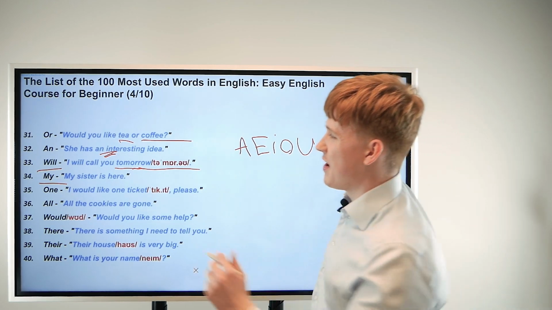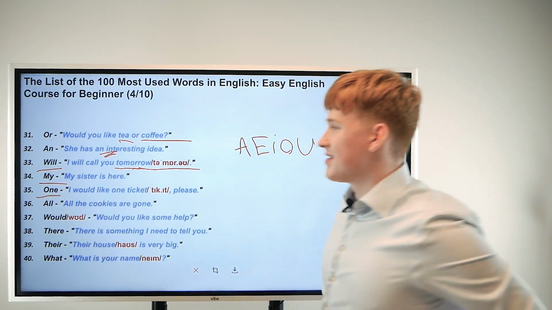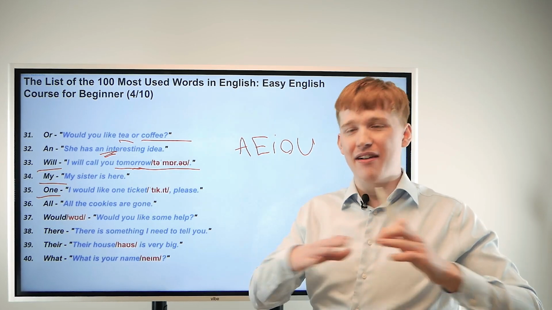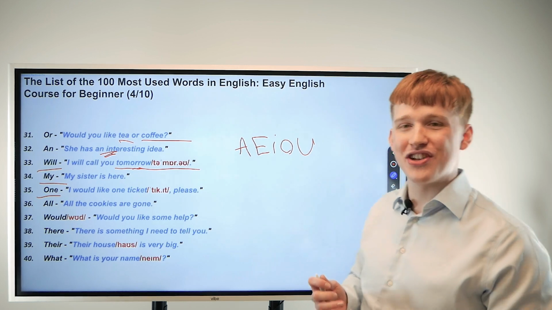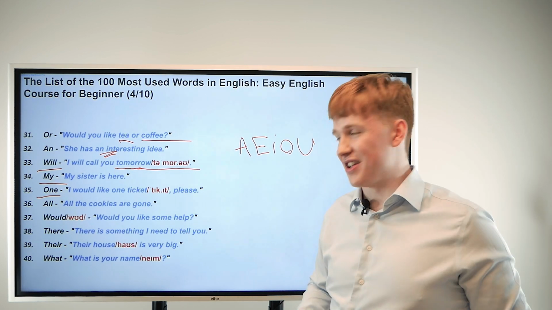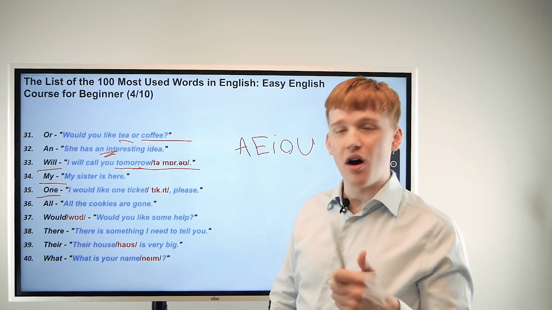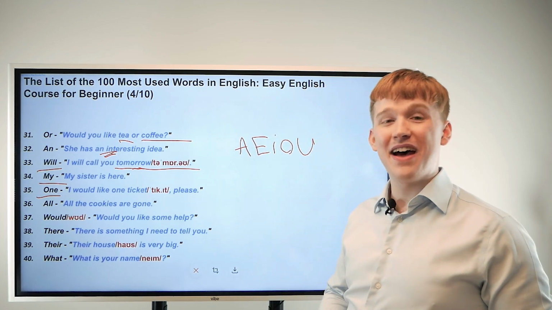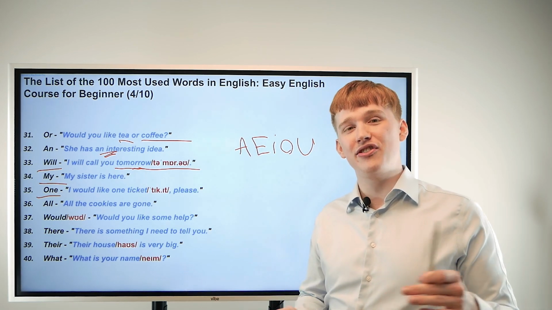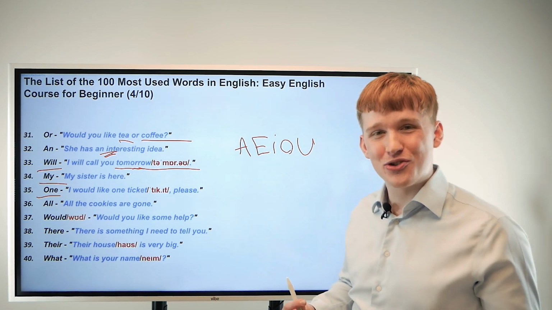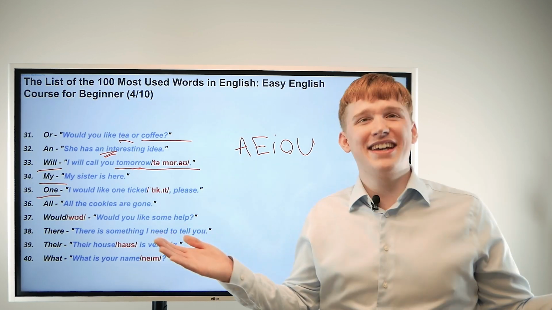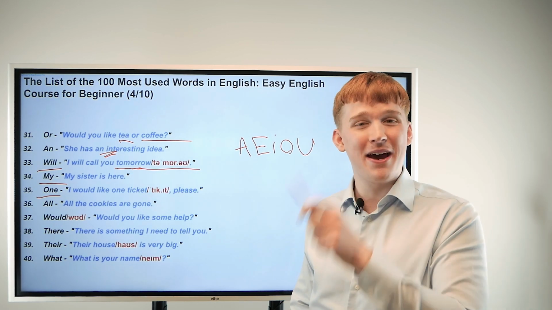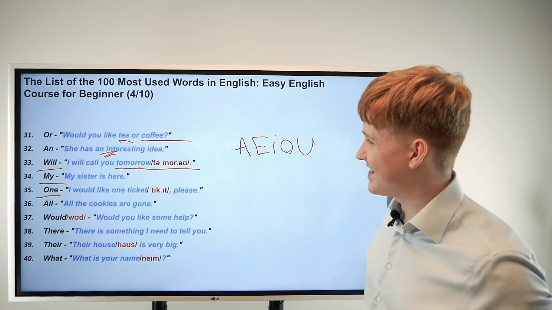Lovely. So next up we have one. So I have one ticket, please. And this is one of the first words that you learn in English, as it's the start of the counting, unless you count 0. But we start with 1. So I would like 1 ticket, please. And that is very important, because if you are at a train station and you're trying to ask for a ticket, you don't want to accidentally ask for 2 or 3 tickets, as you may pay more than you want to pay in that situation.